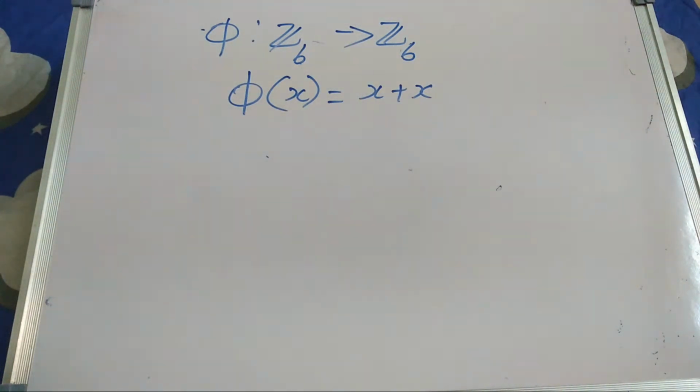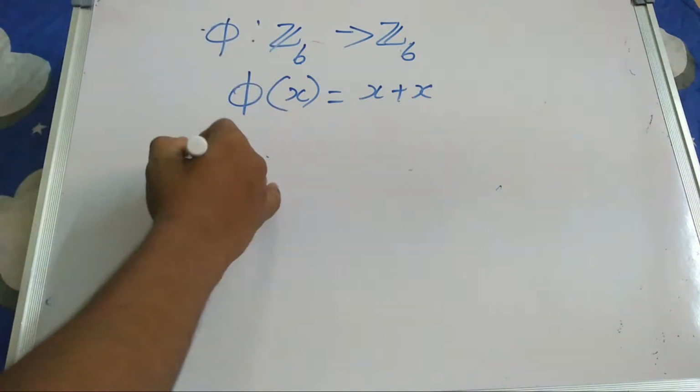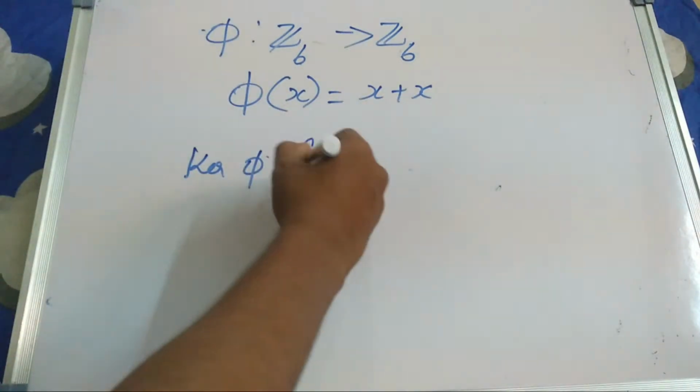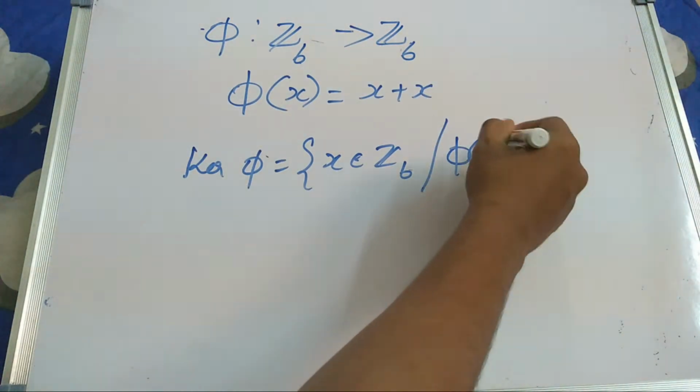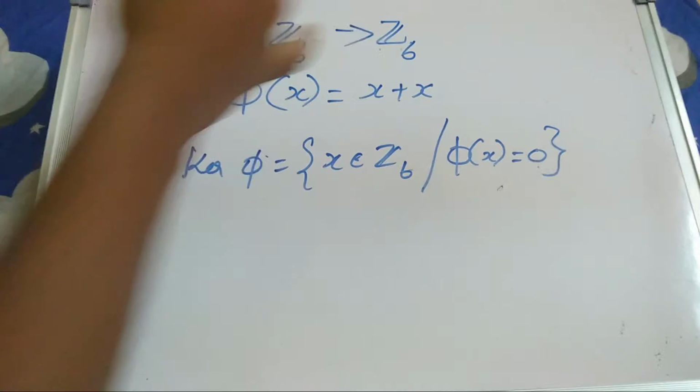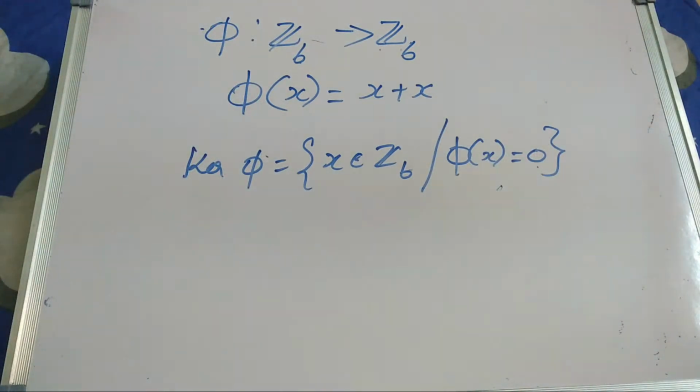Maybe you can leave your answers in the chat. So for this homomorphism, what will be the kernel? The kernel of phi is the set of all x in Z6 such that phi of x equals 0, because 0 is the identity element in Z6. Maybe let us check what happens to each element and then we will find the kernel. Okay, Pranati, yes, it is true. It is 0 and 3. Maybe let us verify it.